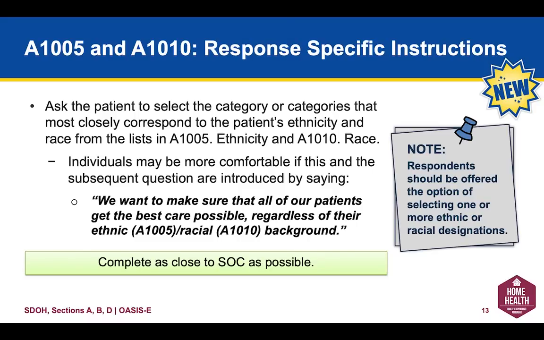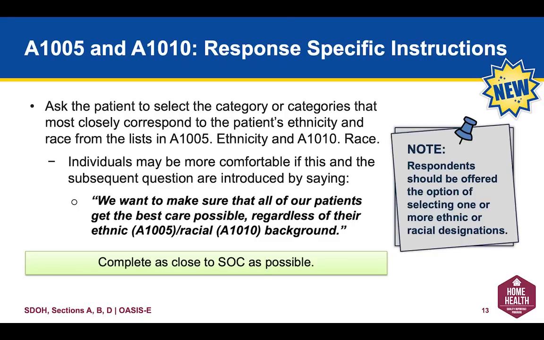Here are the response-specific instructions that an assessor would use to complete these data elements. The first thing an assessor should do is ask the patient to select the category or categories that most closely correspond to the patient's ethnicity and race from the lists in A1005 and A1010.